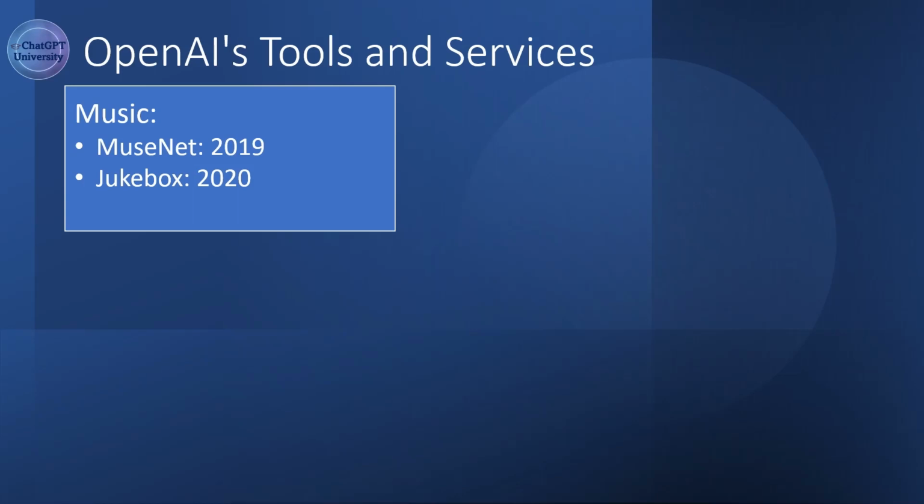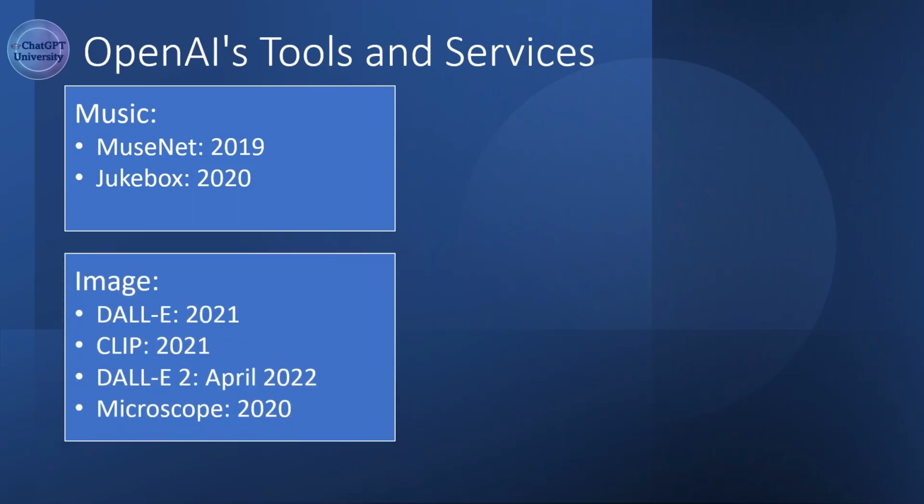On the image side of the house, DALL-E was revealed in 2021. It is a transformer model that creates images from textual descriptions. CLIP, also revealed in 2021, does the opposite. It creates a description for a given image. In April 2022, OpenAI announced DALL-E 2, an updated version of the model with more realistic results.